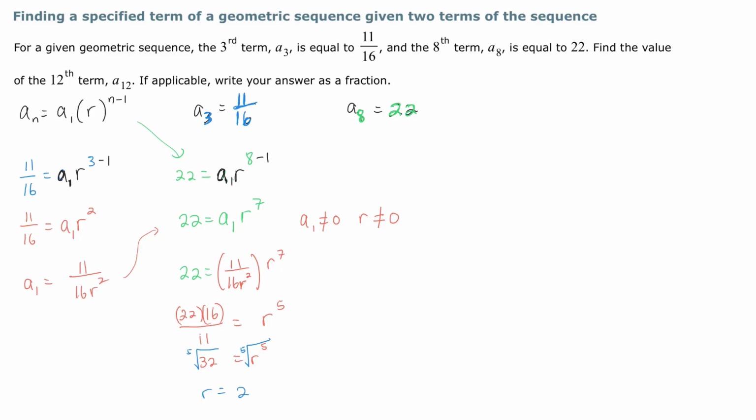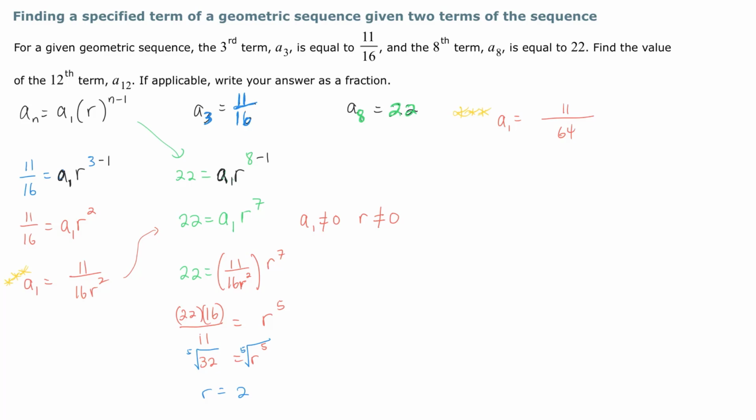Now we need a sub 1. I'm going to go back to, let's say, this equation here. Let's use that equation to get a sub 1. So going back to the triple star equation, I'm going to solve for a sub 1, which is 11/16 divided by 4, which is 11/64. And there is a sub 1. Awesome.